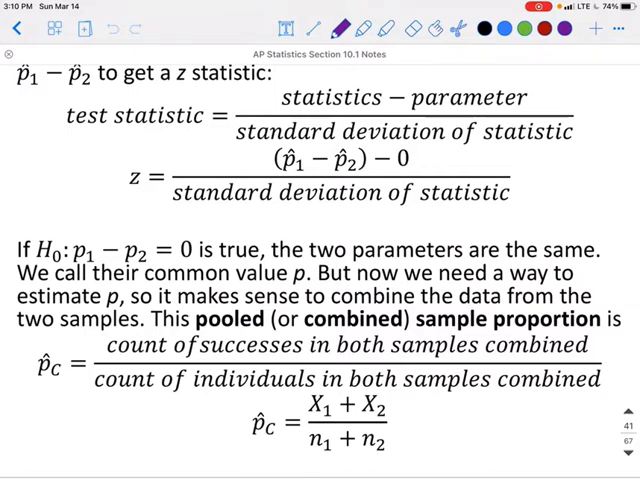If H sub 0, which is p1 minus p2 equals 0, is true, the two parameters are the same. We call their common value p. But now we need a way to estimate p. So it makes sense to combine the data from the two samples. This pooled or combined sample proportion is called p hat sub c, which is the count of successes in both samples combined over the count of individuals in both samples combined. Or p hat sub c is equal to x1 plus x2 all over n1 plus n2.